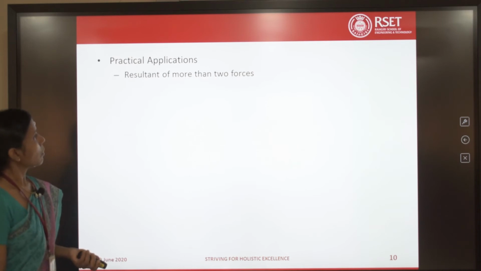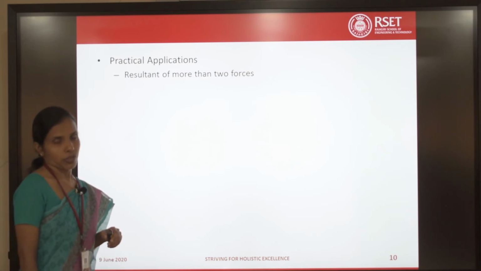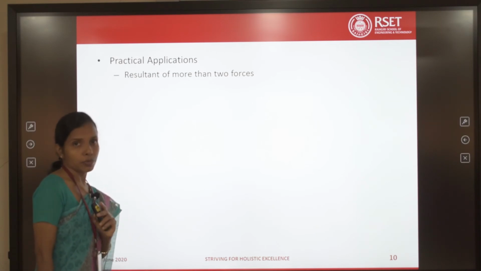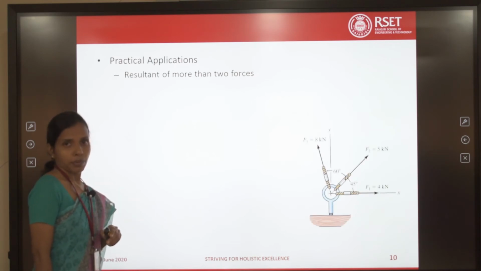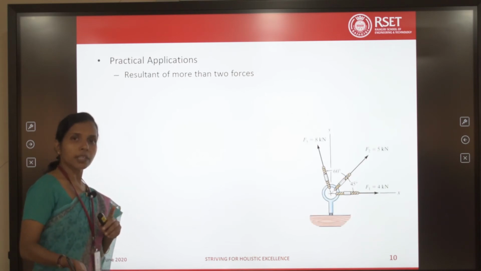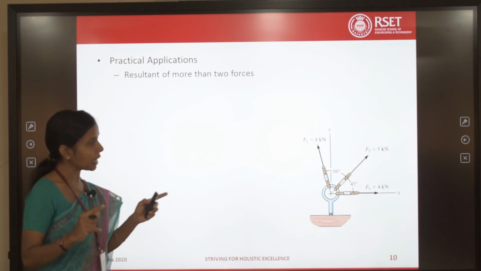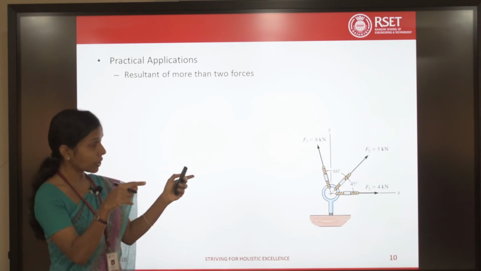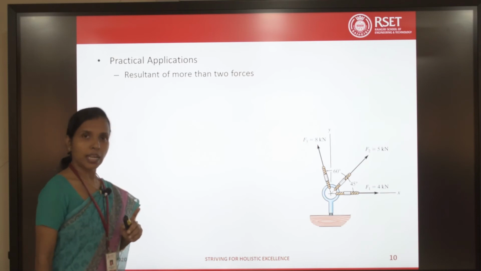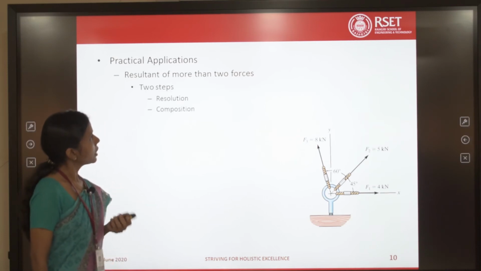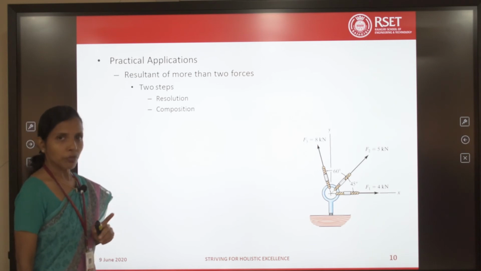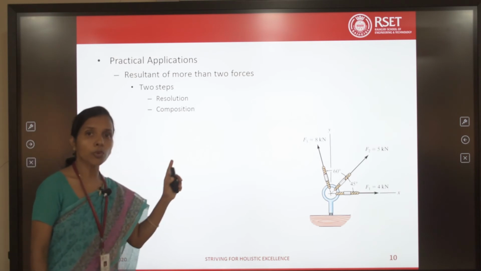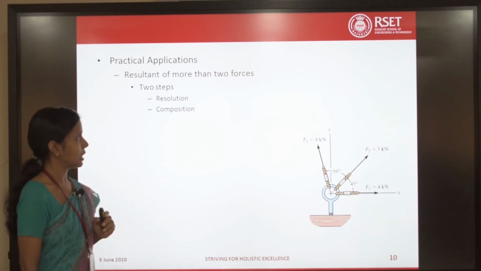Fine. Now, let us come to resultant of more than 2 forces, okay. In the parallelogram law, you use 2 forces to find the resultant. What if you have 3 forces? How will you resolve this? One way is to construct the parallelogram 2 times. You take first F1 and F2, construct the parallelogram, get the resultant, then take that resultant and F3, construct another parallelogram, and get the resultant. Another way is to first resolve the given forces into components, and then find the resultant by composition of those components, okay. We will see each one step by step.